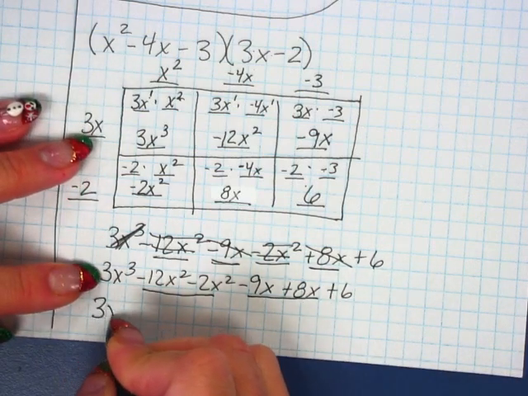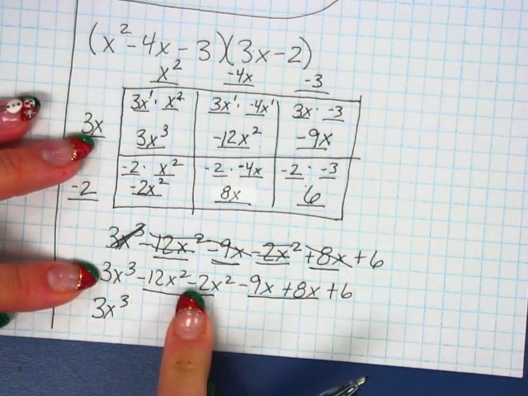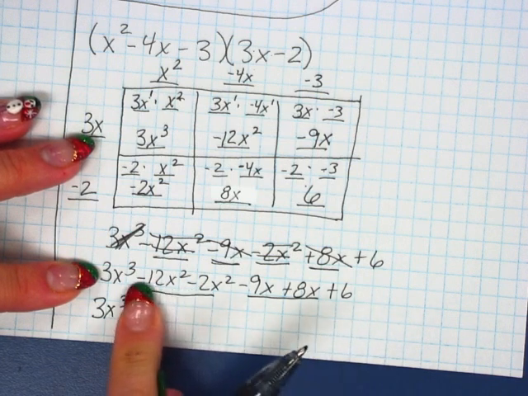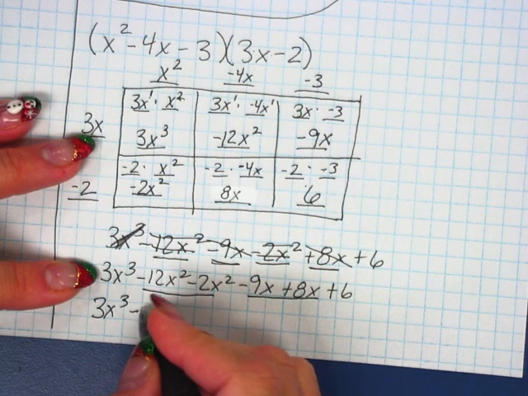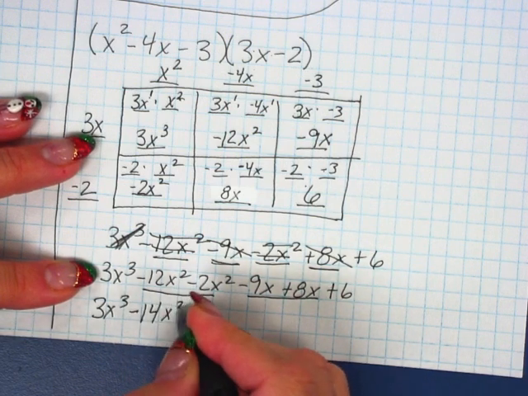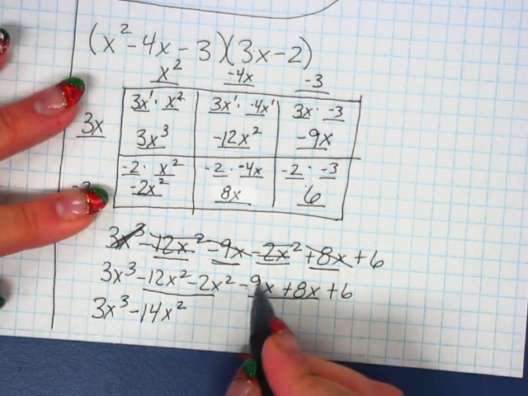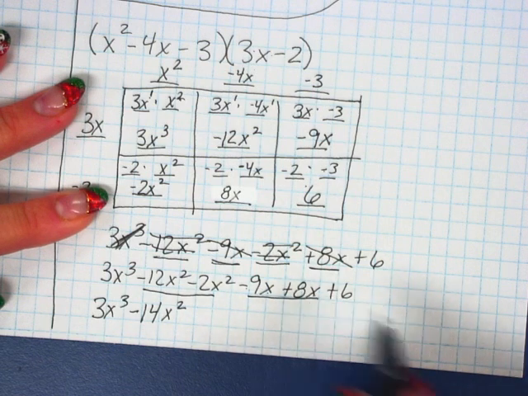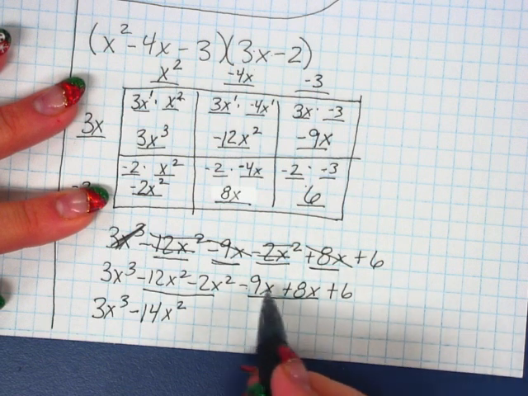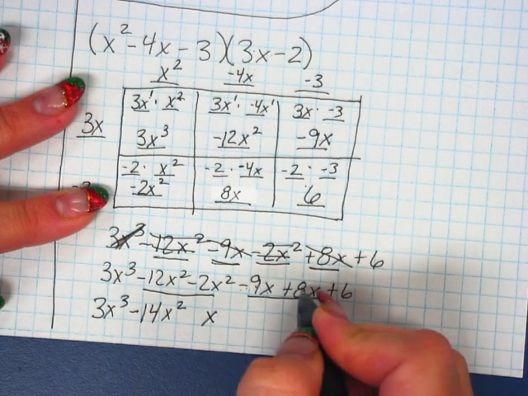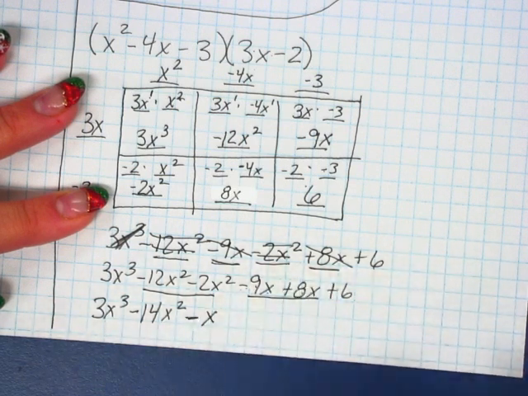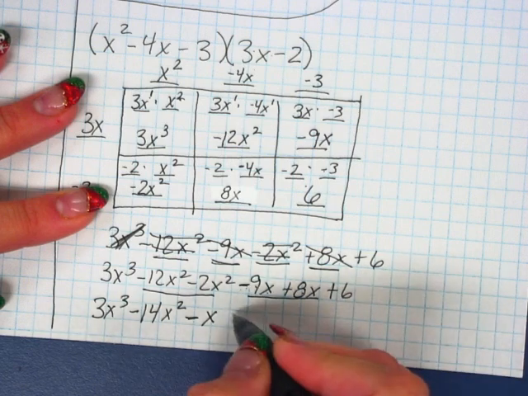So I get 3x to the third, negative and a negative. I'm going to add them together because they're both negatives. So I get negative 14x squared, negative 9x plus positive 8x. A negative and a positive, I subtract and I get 1. 9 is bigger than 8, so it's negative because the 9 is negative, plus 6.